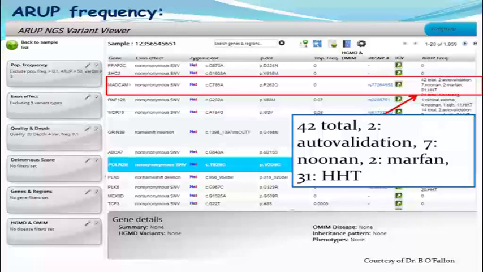Here I'm showing you one example for ARUP frequency, and you can see with this variant, we saw it a total of 42 times in our exome samples, and they are in different genetic conditions. This information indicates this is a common variant that will be seen in patients or even the general population. This is most likely benign.